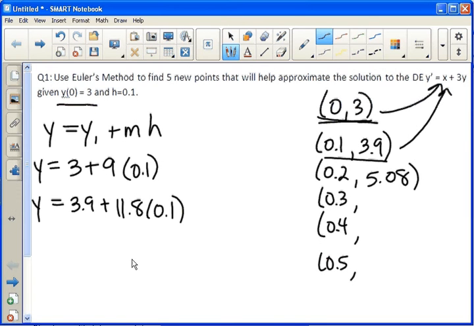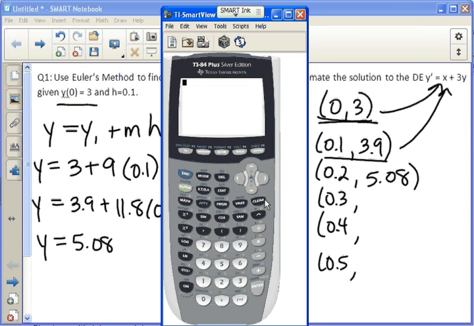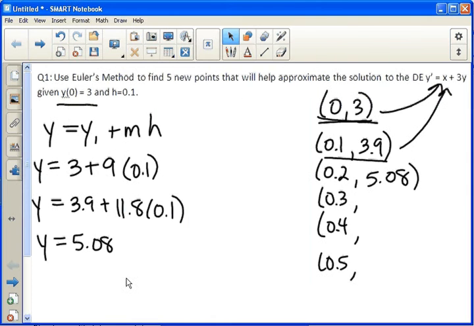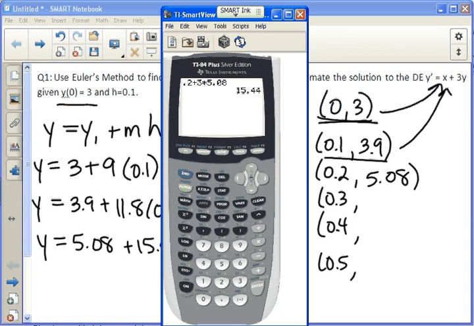So now we repeat the process. We put in the new y value, 5.08. We find the new slope, which is going to be 0.2 plus 3 times 5.08, which is 15.44. And we multiply that by our h, which is 0.1. So multiply our slope by 0.1 and add 5.08, giving us a total of 6.624.